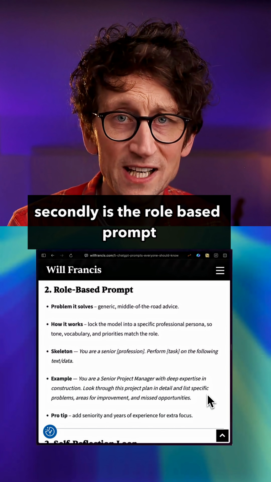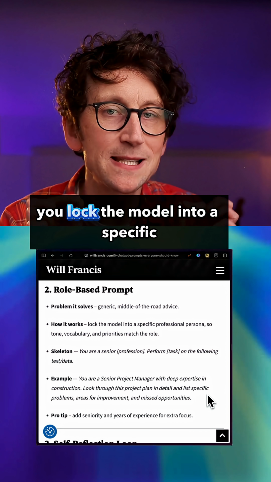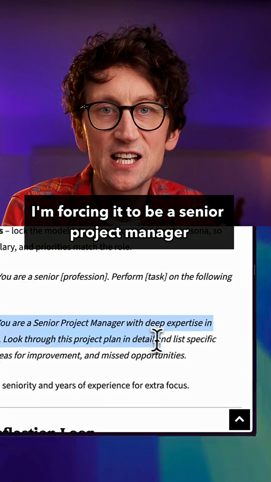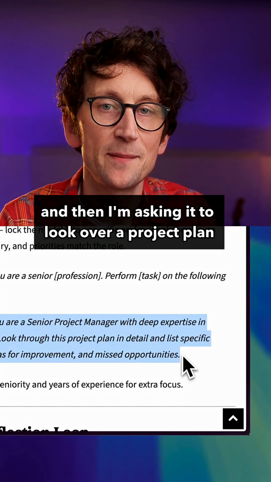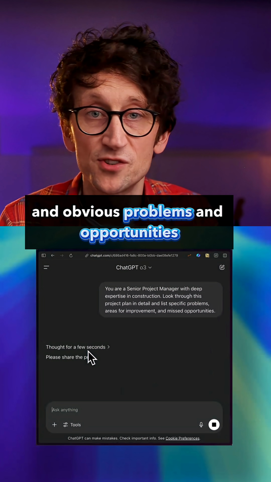Secondly is the role-based prompt. This avoids generic, middle-of-the-road advice. You lock the model into a specific professional expertise. So my example here is I'm forcing it to be a senior project manager with deep expertise in construction, and you can be that specific, and then I'm asking it to look over a project plan and look for areas of improvement and obvious problems and opportunities.